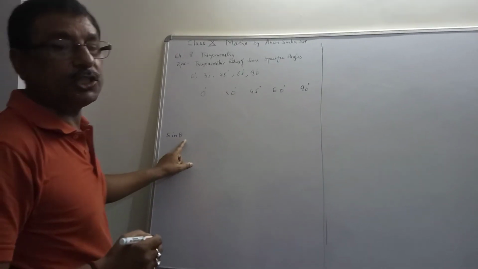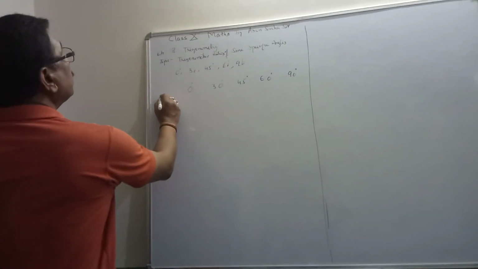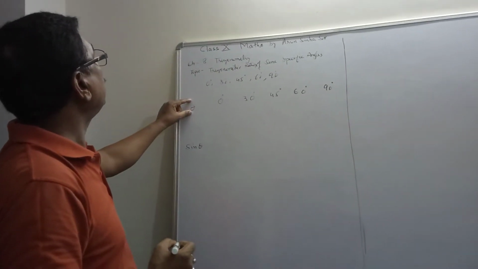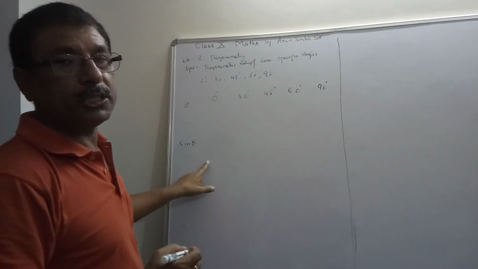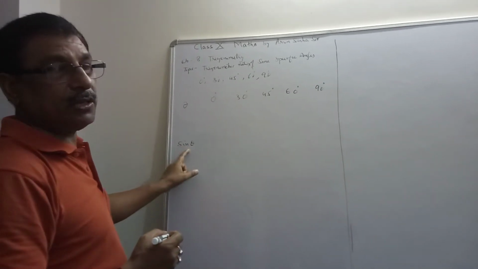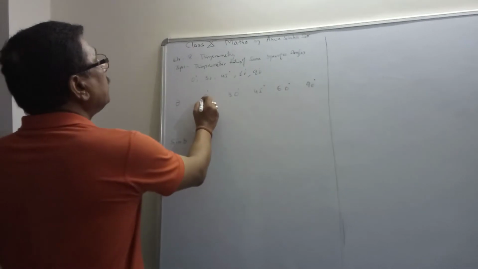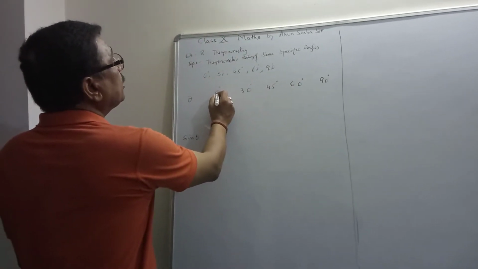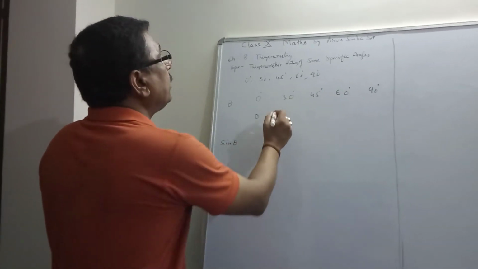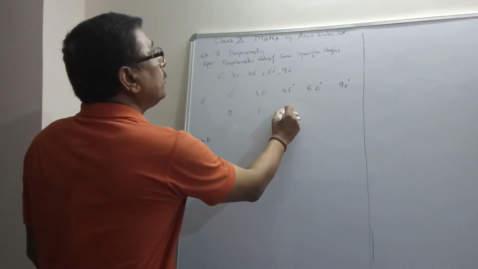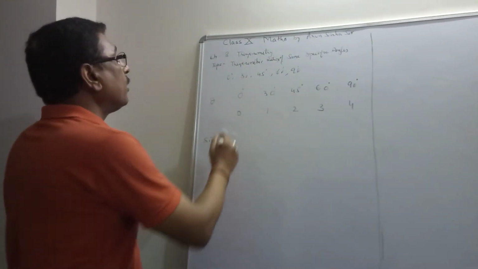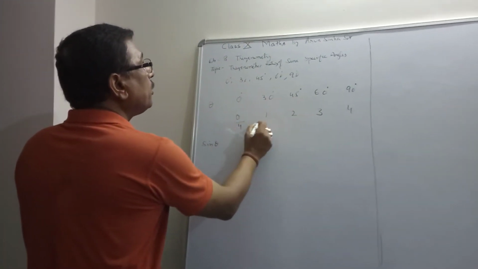This is called theta, a 0 cut with a horizontal small line. It represents the angle. Now we have to find sine theta. So what will you do children? Just below the 0 degree you put 0, then put 1, 2, 3 and 4. Now divide all terms by 4.